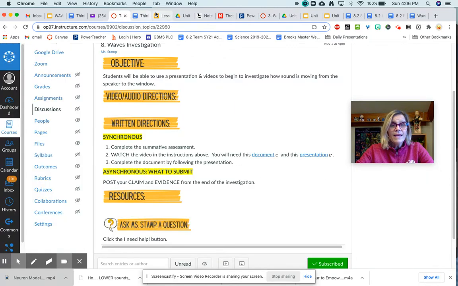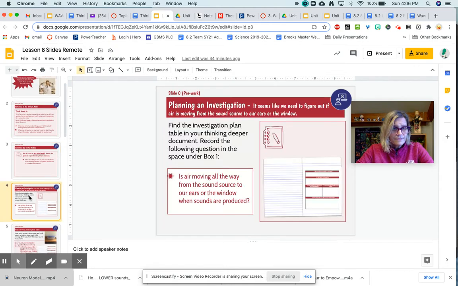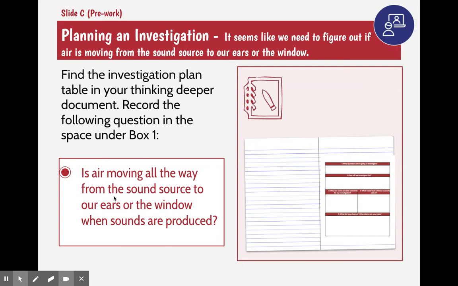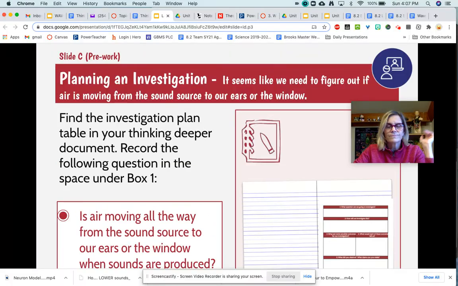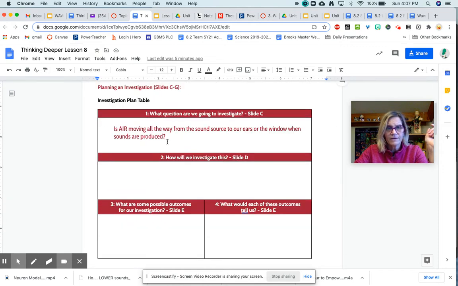Okay, next you'll go here to this one, planning an investigation. It says, find the investigation plan table in your Thinking Deeper document. Record the following question. I've already put it in there. Is air moving all the way from the sound source to our ears or the window when sounds are produced? Is the air carrying the sound from the sound source to our ears or the window? So that's the investigation. That's what you're going to investigate right here.